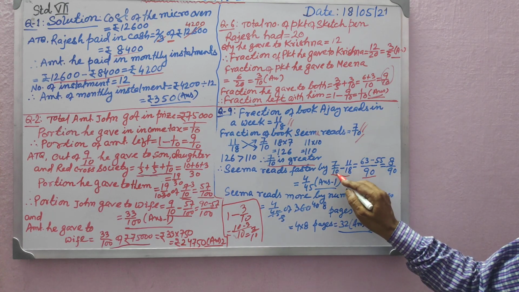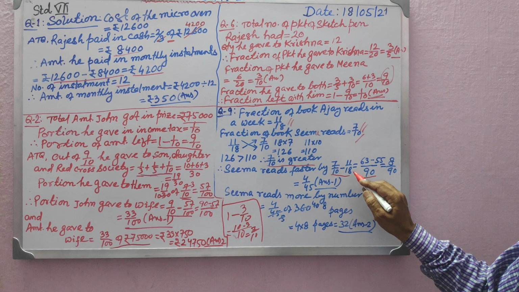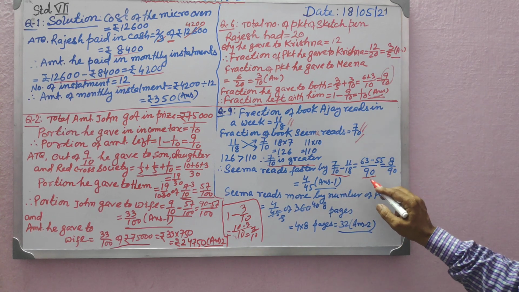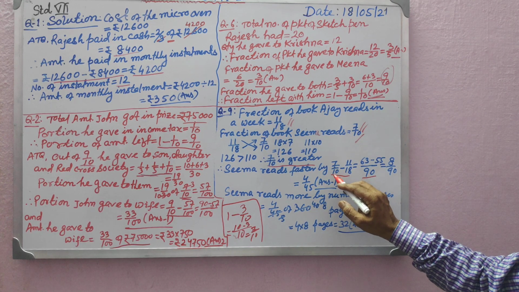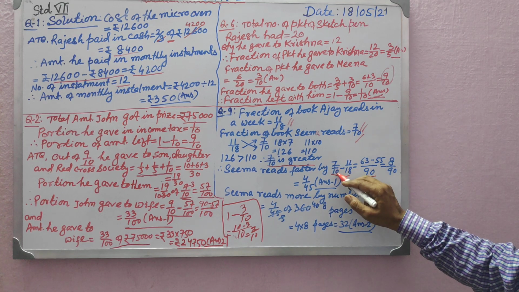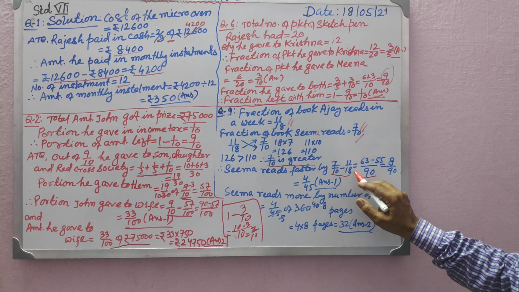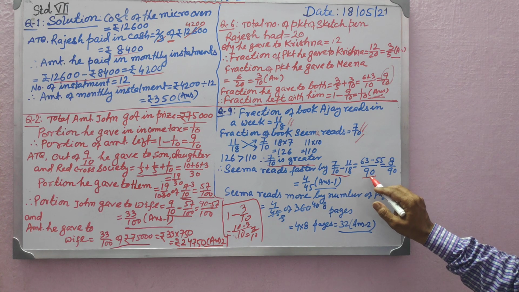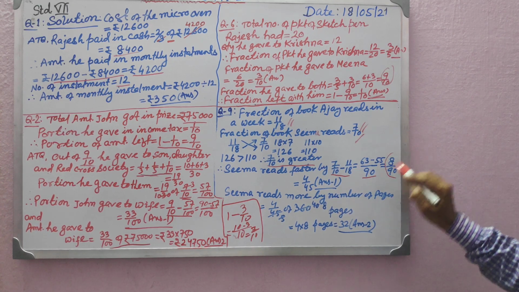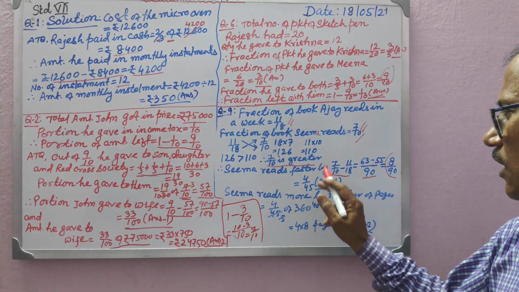The LCM will be 90 in this case. 10 and 18 have LCM 90. 18 twos are 36, which will not be divisible by 10. 18 fives are 90, which can be divided by both 10 and 18. So 90 will be the LCM. Divide 90 by 10, it becomes 9. 9 into 7 is 63. And divide 90 by 18, it is 5. 5 into 11 is 55. 63 minus 55 is equal to 8/90. 8/90 in the smallest term is 4/45. So Seema reads faster by a fraction of 4/45.